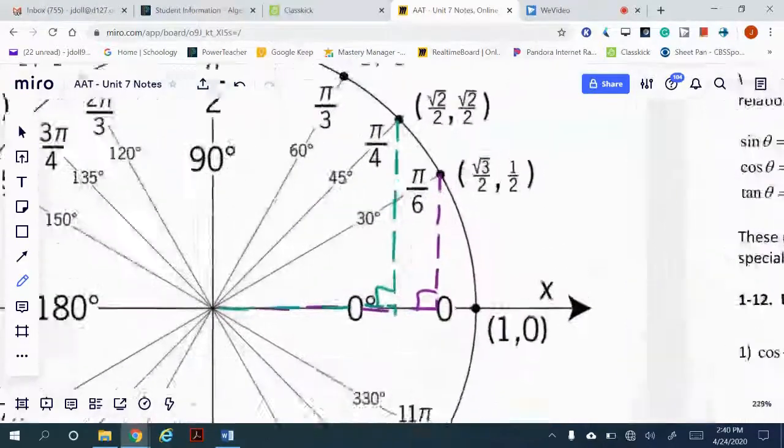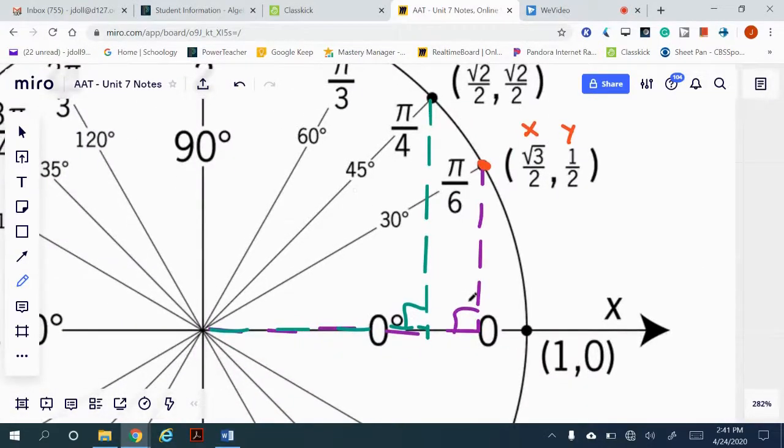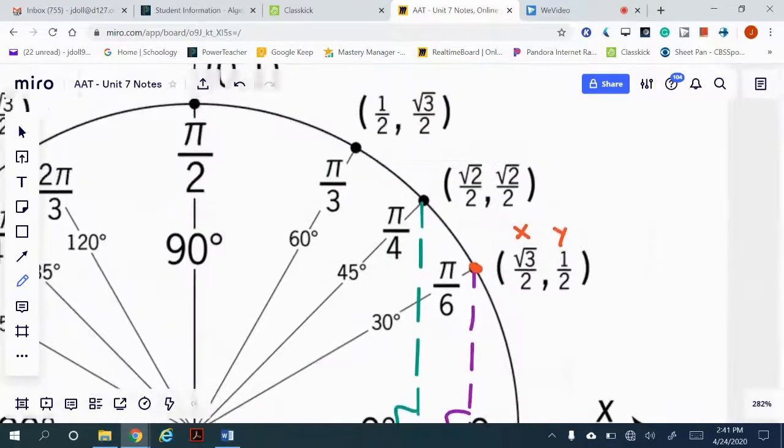All right. And so what we see is that this point right here has a vertical distance of 1/2 and a horizontal distance of square root of 3 over 2, which is then the x and y coordinate of that point. This is x and that's y. Same deal here. This is a 45, 45, 90, the green outlined triangle here. So the leg and the leg, the horizontal and vertical distance, is square root of 2 over 2, which is our x and y coordinate.